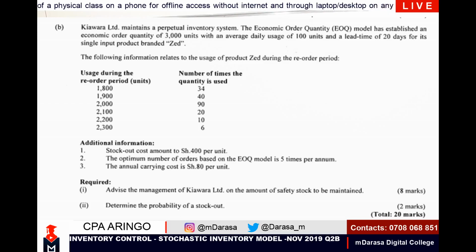I'm giving you time to go through that question. You can take a screenshot of the question, so by the time we start working it out, it will be very easy for us. It will just flow.